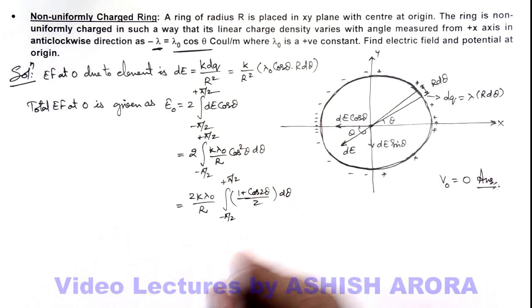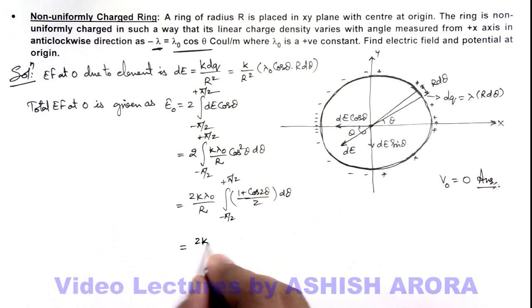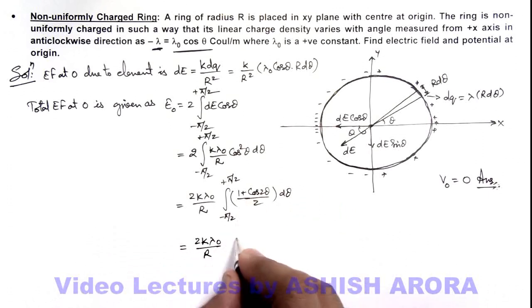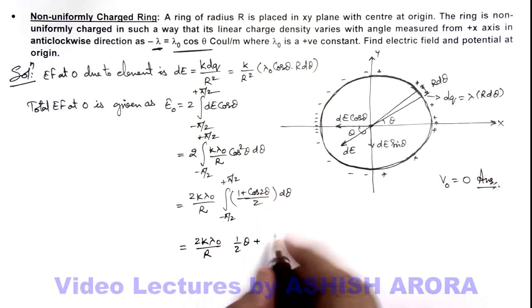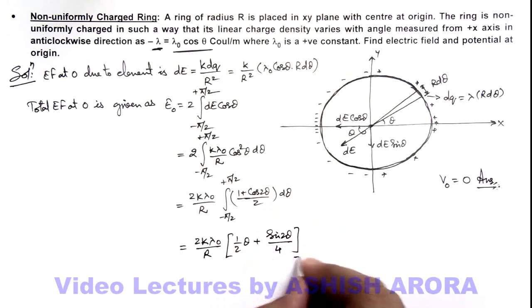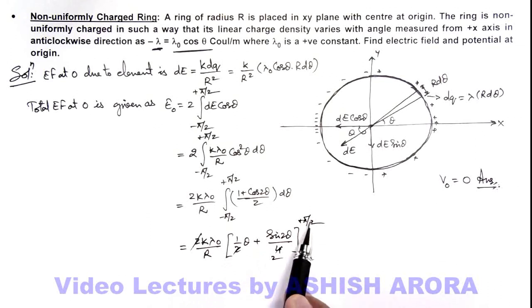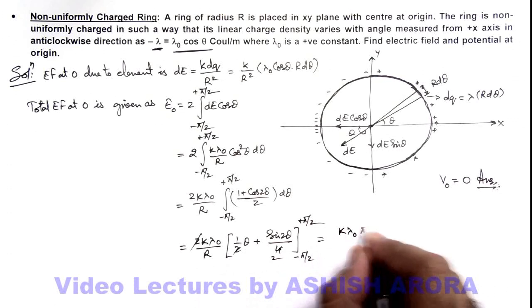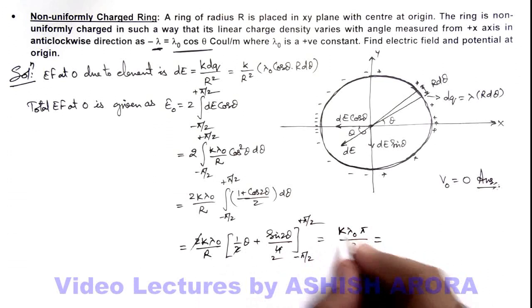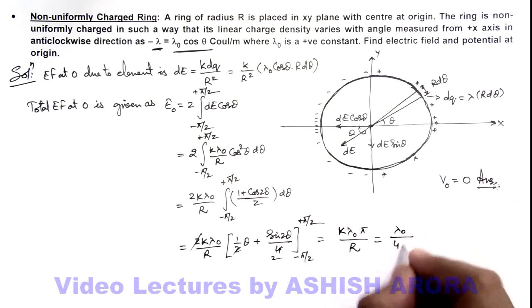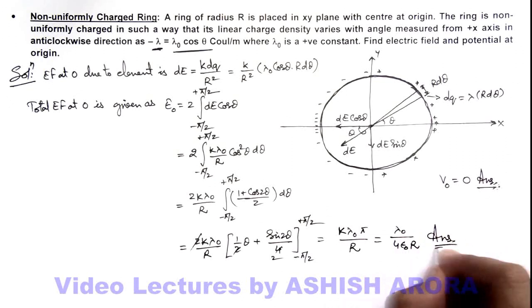d theta. So, integrating, we are getting 2k lambda naught by r times 1 by 2 of (theta plus sin 2 theta by 2), since the integral of cos 2 theta is sin 2 theta by 2. So, this becomes 4 in the denominator, and limits we apply from minus pi by 2 to plus pi by 2. Here, this 2 gets cancelled out. On substituting the limits, you can see sin 2 theta, on substituting pi by 2 or minus pi by 2, in both cases becomes 0. And theta gives pi by 2 plus pi by 2, which is pi. So the result we are getting is k lambda naught pi by r. On substituting the value of k as 1 by 4 pi epsilon naught, this gives lambda naught by 4 epsilon naught r, that is the answer for this problem for the electric field at the center.